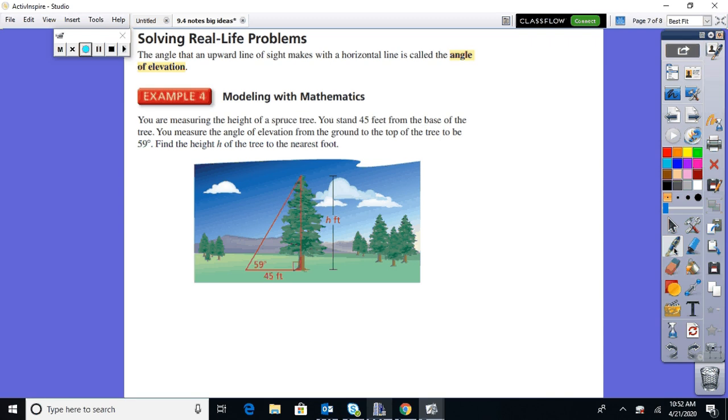So here we go. Let's see. The angle upward is called an angle of elevation. We'll talk more about that later too. But you got a 59-degree angle right here. You want to know how tall the tree is. So that's the opposite side. And the adjacent side is 45. So you got a right triangle and you know the angle measure.